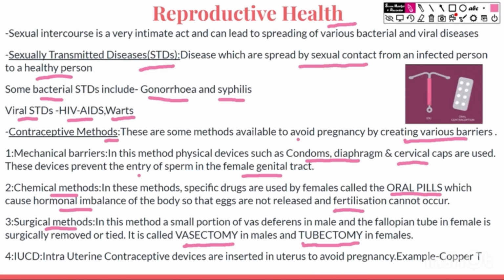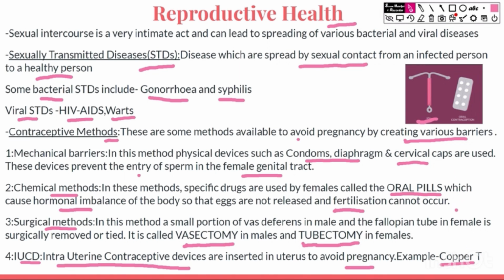Then we have the last method, which is the IUCD, the intrauterine contraceptive devices. These are devices which are inserted inside the uterus to prevent the contact of sperm and egg. You can see here we have a copper T. This is a T-shaped structure made of copper which is inserted inside the uterus. It often releases some hormones as well, which disturb the balance of the female reproductive system, and hence pregnancy can be avoided. Copper T, and then various loops, are examples of IUCD, and these contraceptive devices can be used for preventing pregnancy.